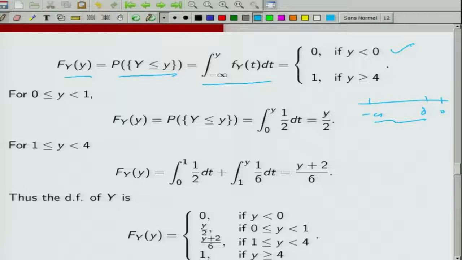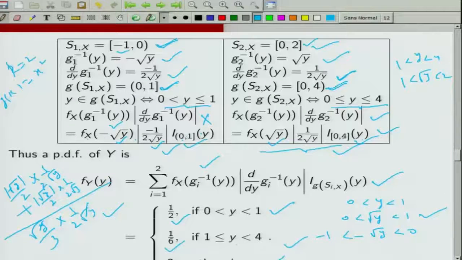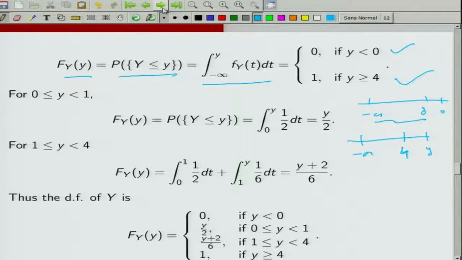If y is greater than or equal to 4, you integrate out the whole PDF, because 4 is over here, y is over here, and your PDF is positive only up to 4. So you integrate the whole PDF, which means you get 1. So these two cases are trivial.